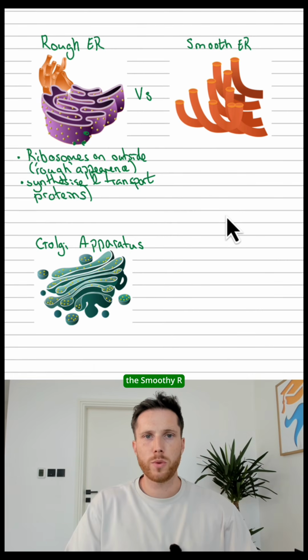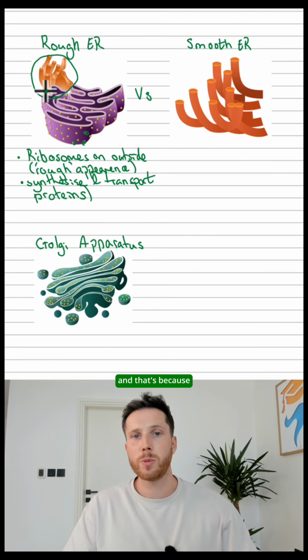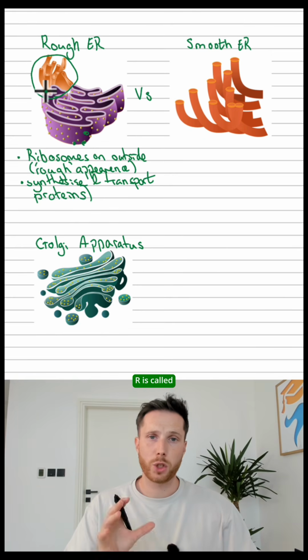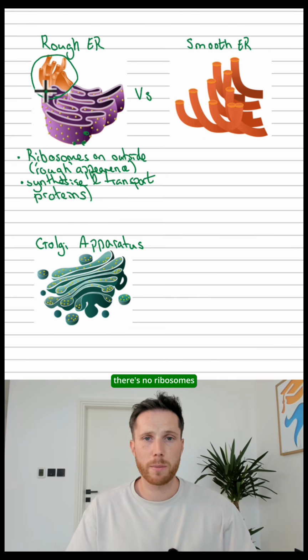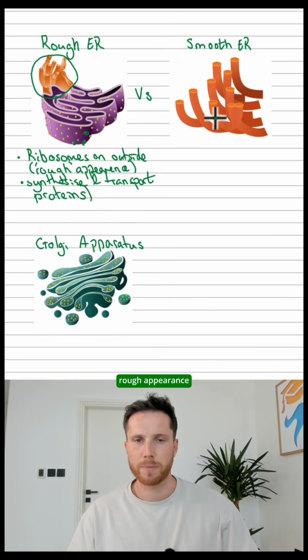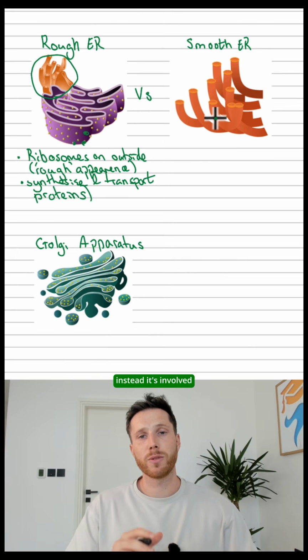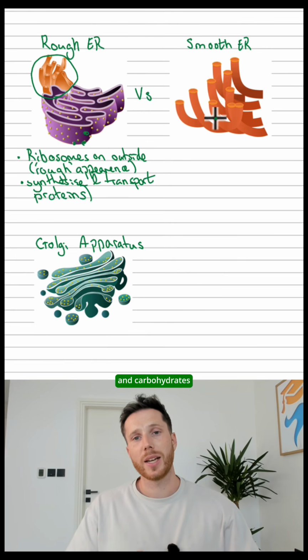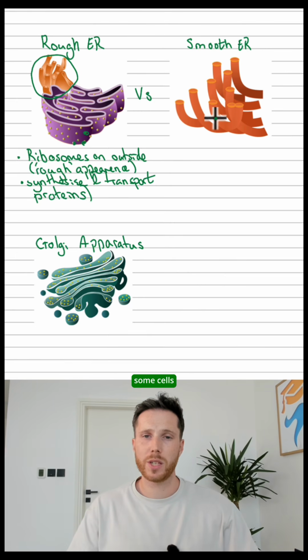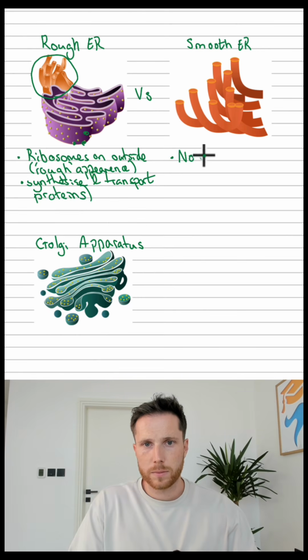Next we have the smooth ER, and we can also see this lingering in the background of this picture of the rough ER, and that's because the two are often attached, but they do have different functions. So the smooth ER is called the smooth ER because we can see there's no ribosomes on the outside of the smooth ER, so it doesn't have that rough appearance. And that's because the smooth ER isn't involved in the synthesis of proteins. Instead, it's involved in the synthesis of lipids and carbohydrates. And in some cells, it can also be involved in the detoxification of harmful substances.